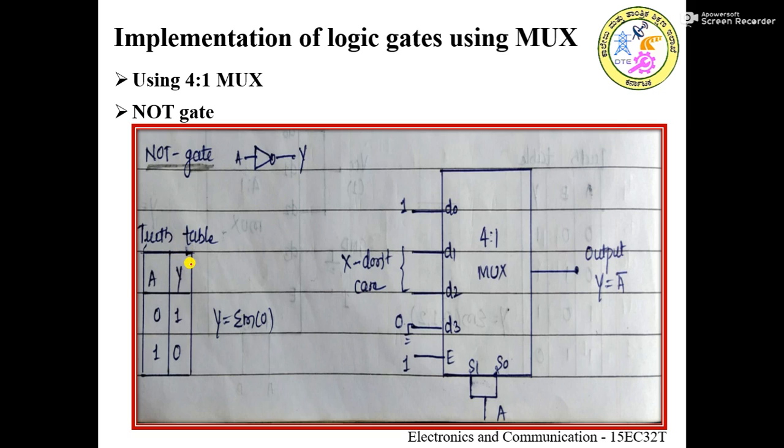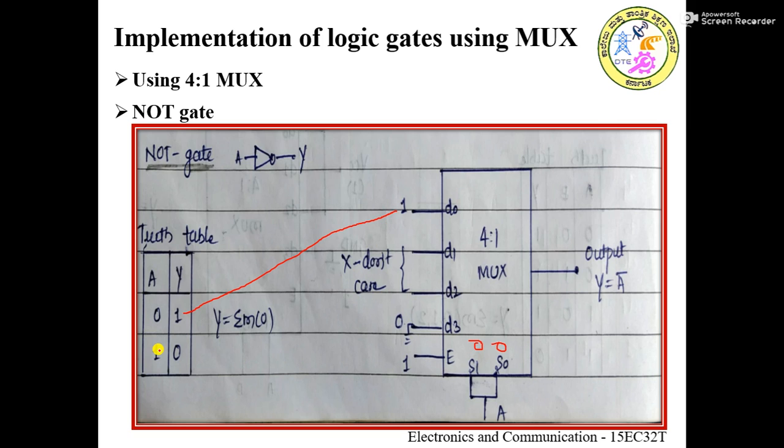Since in the truth table I have only 2 outputs, with 0 I am getting an output 1, and with 1 I am getting an output 0. Since A is mapped with S1 and S0 in a combined manner, if A is 0, then S1 and S0 both will be 0 0. With 0 0, the first line is selected, that is D0. As this output is mapped with D0, D0 is connected to VCC.